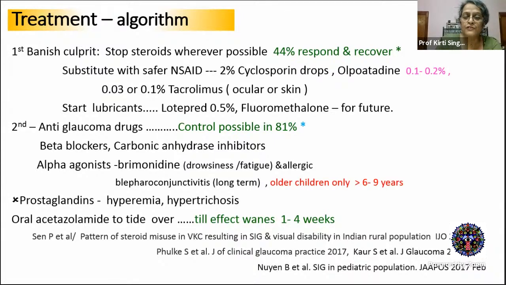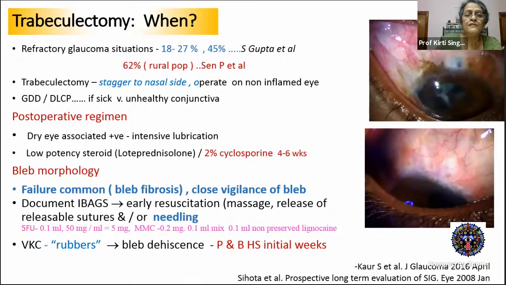Till the effect wanes off, which usually happens over a month, you can use oral acetazolamide also. Now, trabeculectomy is required in refractory conditions, which varies as per studies from 18% to 27% to 62%. When we do a trab, try to stagger from the nasal side, because this child is to live long, and once a trab fails, you will need the other area for the second trab.